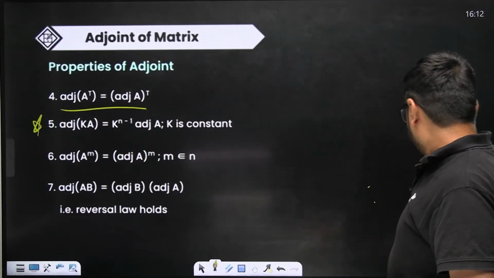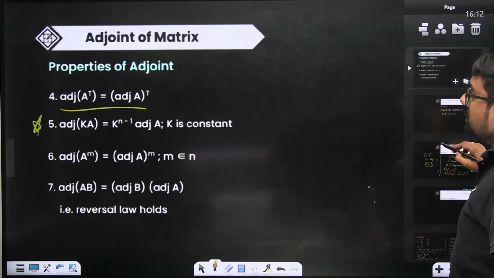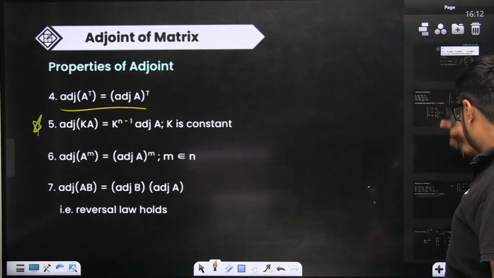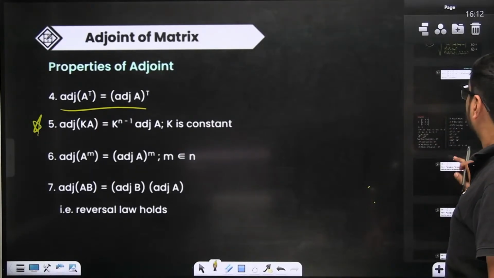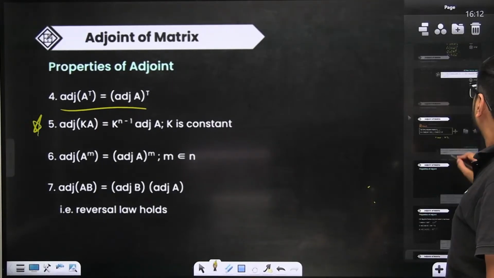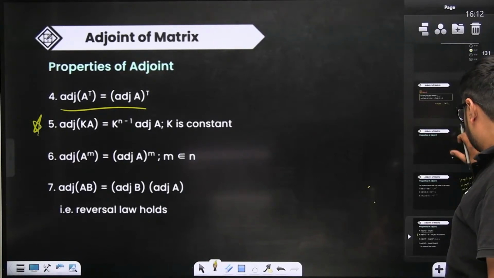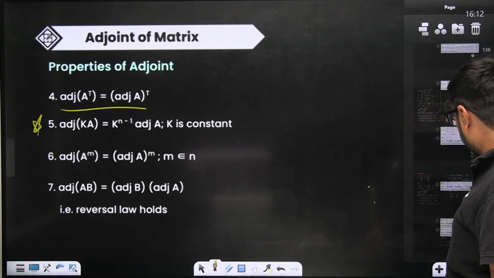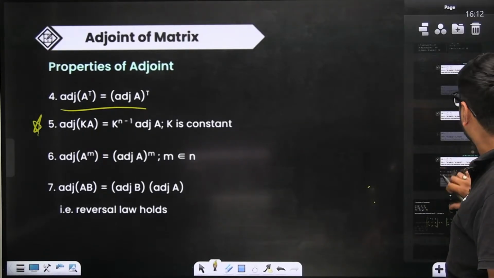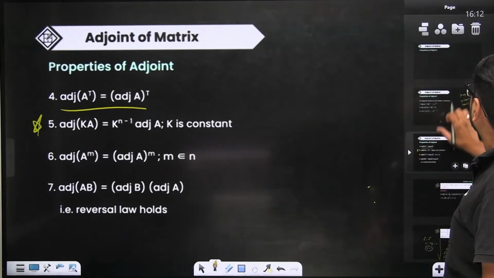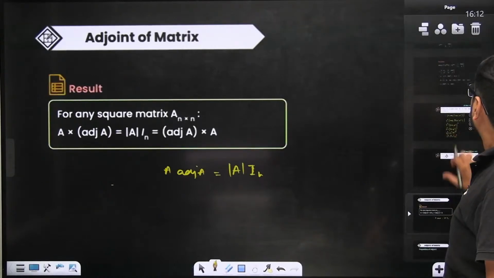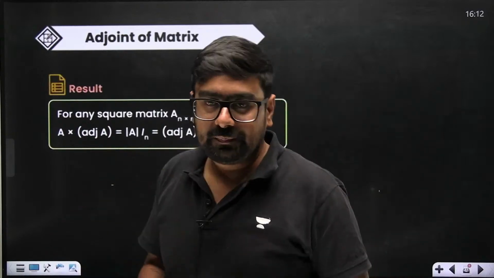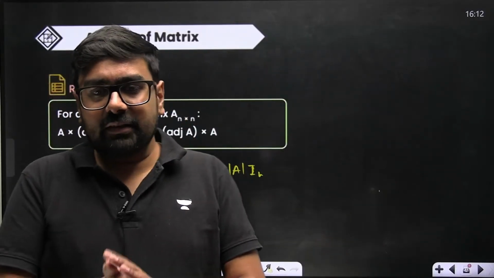Right. In inverse, we did some properties. I think I didn't bring the inverse properties. Inverse properties will be there in the normal lecture which we have taken. I should have brought them here. Some inverse properties are very, very important, like this one. Okay. Rest everything is okay.